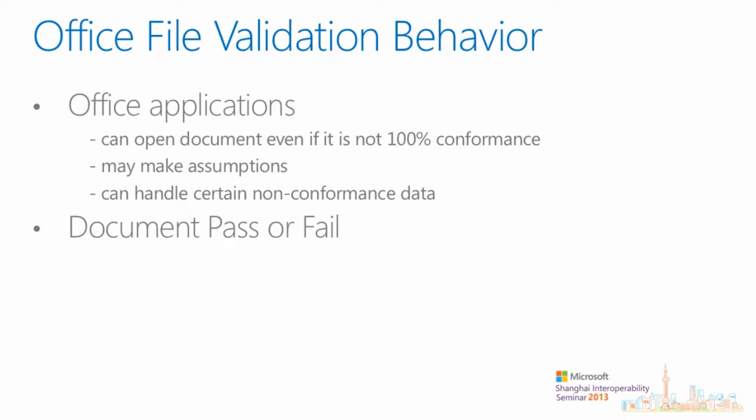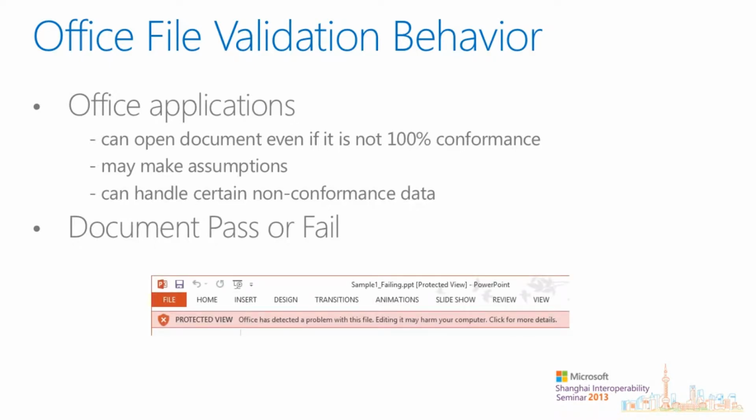At the end of the file validation, you will either get a pass or a fail. You will see a notification on top of the Office application to tell you if something goes wrong. If the document passes the validation, you don't see anything.